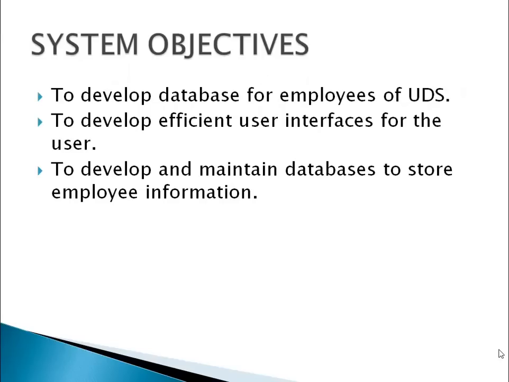So in this slide, I'm going to talk about our main system objectives. Our first objective is to develop the backend part of the information system, which is the database. And the second objective is to develop an efficient user interface for the user, through which all these operations such as adding and retrieving details can be performed.